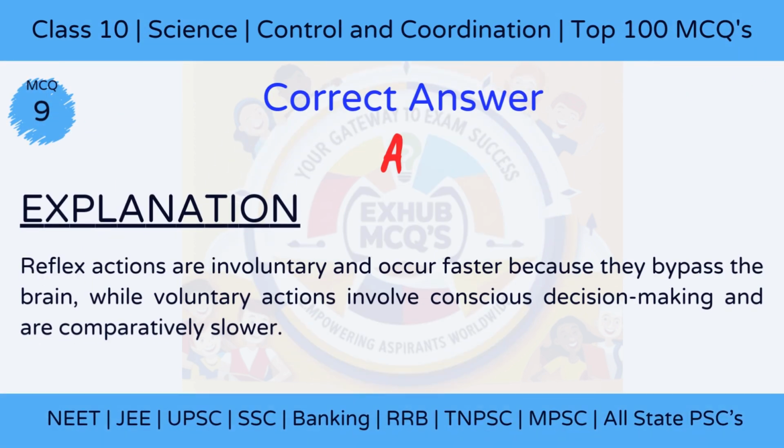The correct answer is option A, reflex is faster. Explanation. Reflex actions are involuntary and occur faster because they bypass the brain, while voluntary actions involve conscious decision-making and are comparatively slower.